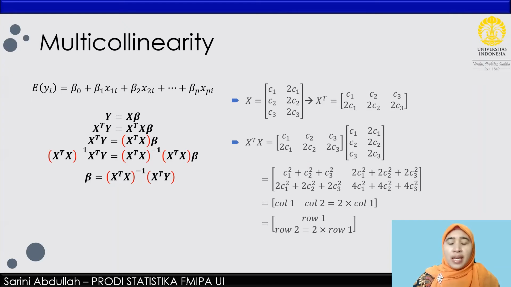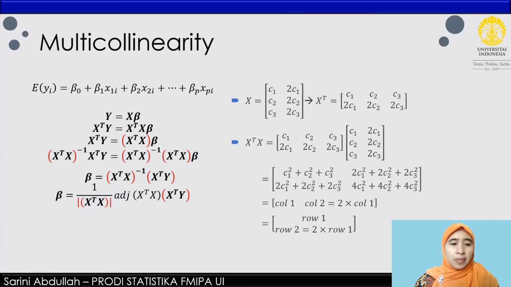Also, if we examine the rows here, we can say that the second row is 2 times the first row. So the rows are also strongly correlated, the values within the rows.